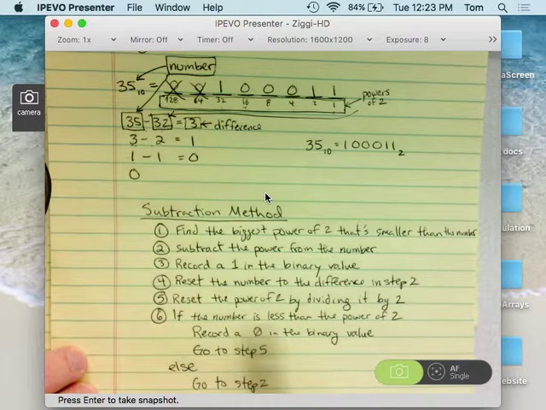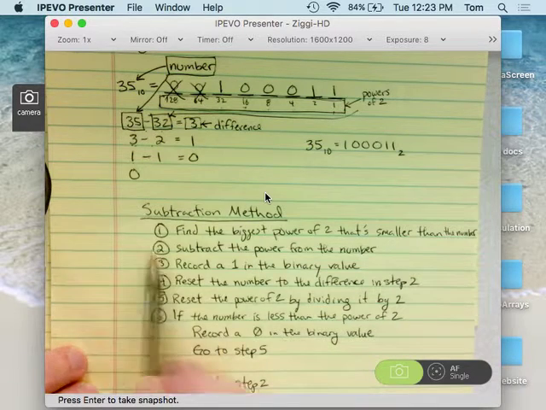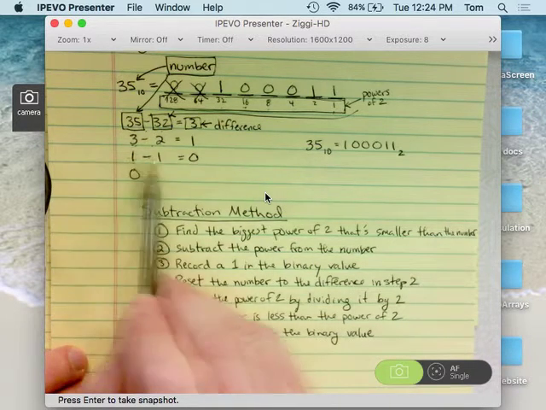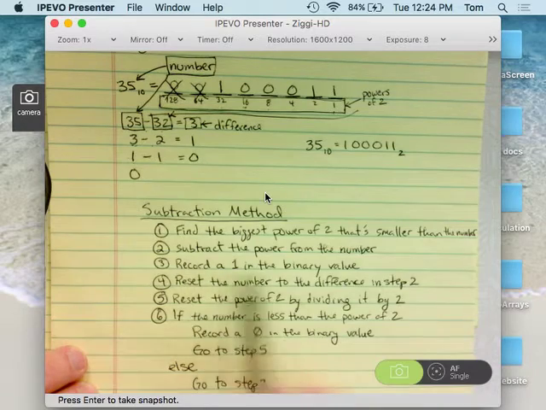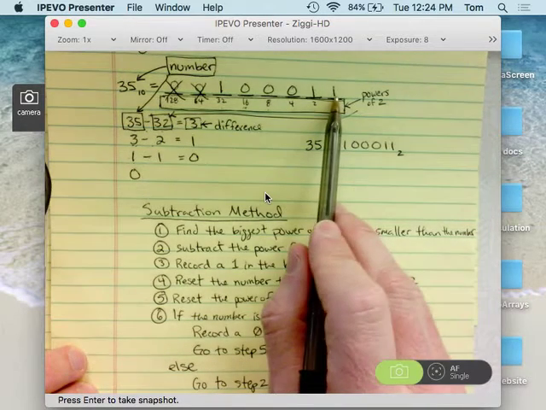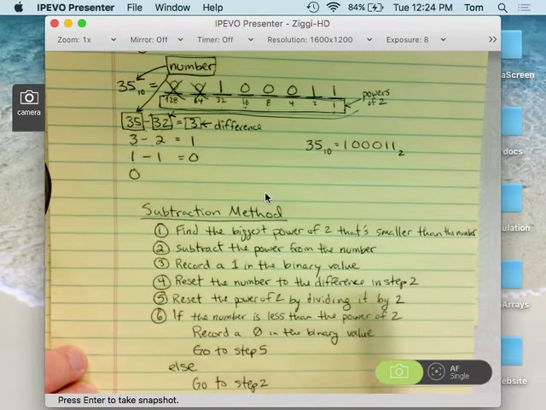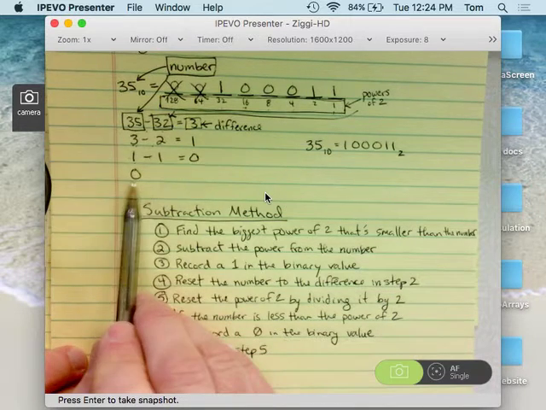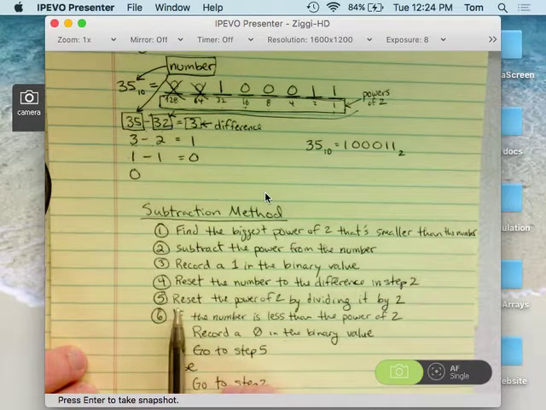If the number is less than the power of 2, is 1 less than 1? No, right? It's not less than. Else, go to step 2. Subtract the power from the number. 1 minus 1 is 0. Record a 1 in the binary value. That's my 1 right there. Reset the number to the difference in step 2. That's 0. Okay, now let's keep going.